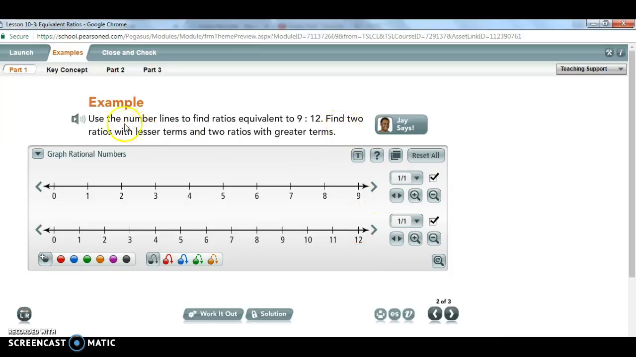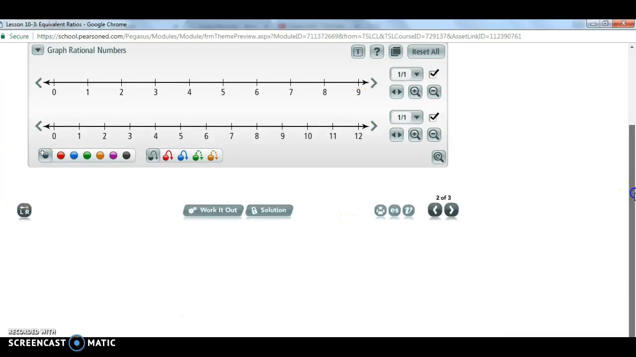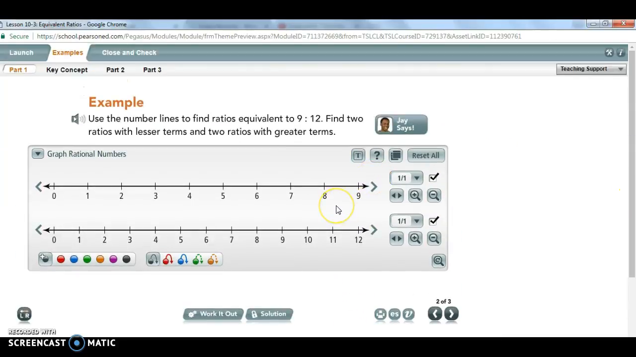So it says find 2 ratios with lesser terms, and so I want to find where my tally marks match up with each other. So 0, 0 matches up. The 1s do not match up. 2s do not match up. So the first one that I can see is 3 and 4. They are right on top of each other. So 3 to 4 is going to be equivalent to 9 to 12.